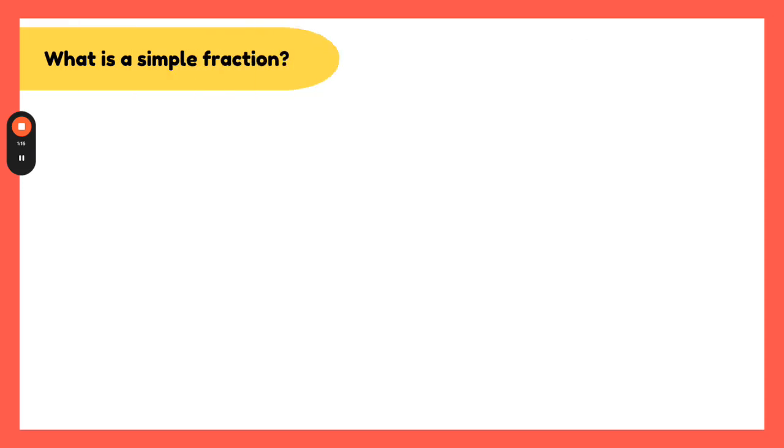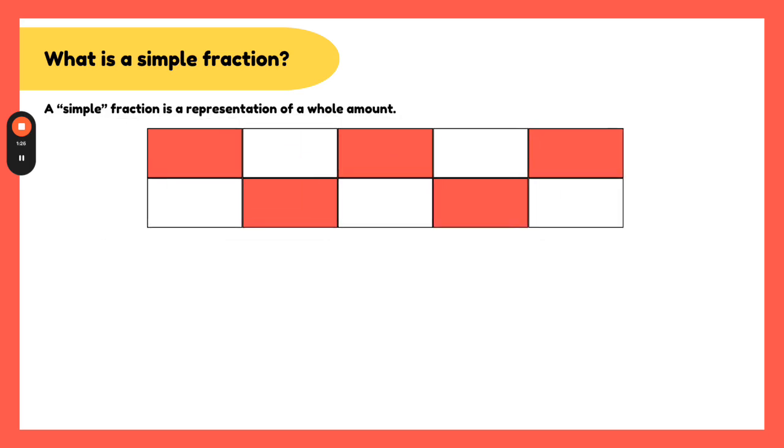So we'll start off by looking at what is a simple fraction. Well, it is in the name. A simple fraction is a representation of a whole amount. So we're being given a diagram here to look at. We can see there are 1, 2, 3, 4, 5 shaded parts all together. And there are 1, 2, 3, 4, 5, 6, 7, 8, 9, 10 parts all together.